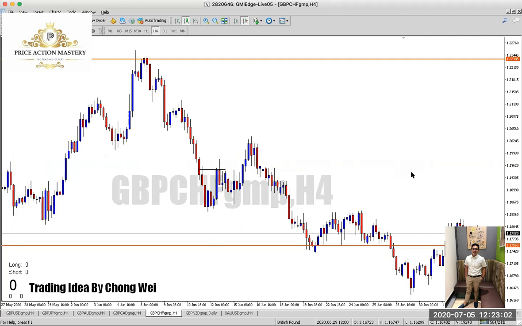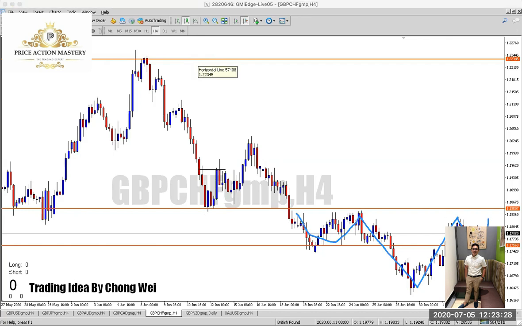For this GBP CHF, we could see the market has the potential to form a big head and shoulders setup. This is our neckline. If the market breaks it, then we can look for the upside. If the market doesn't break, I will still be looking at the sell side.